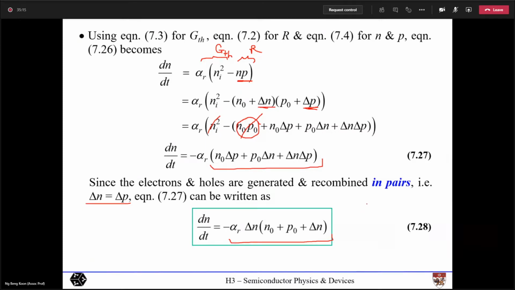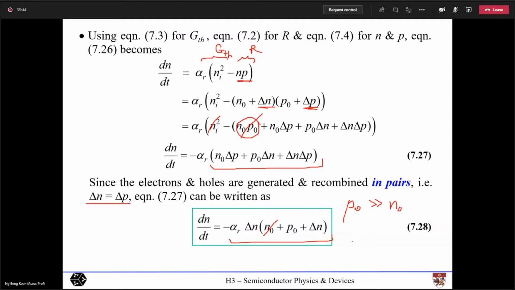So applying our two conditions. Remember, there are two conditions that we used in analyzing the second scenario. One of which is that the majority carriers are much greater than the minority carriers. In this case, majority carriers are the holes, so that means p naught is much greater than n naught, and this implies that n naught is negligible. We can ignore that.